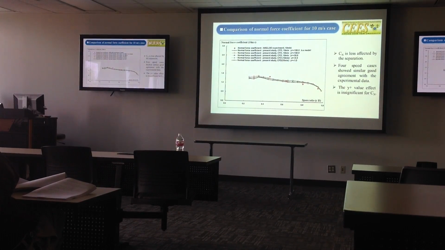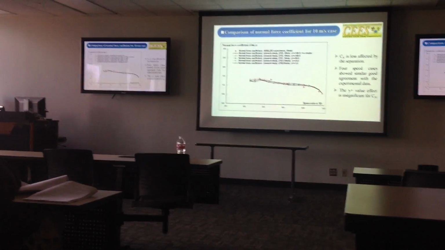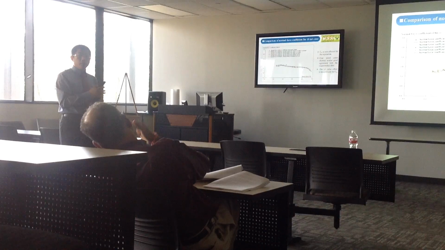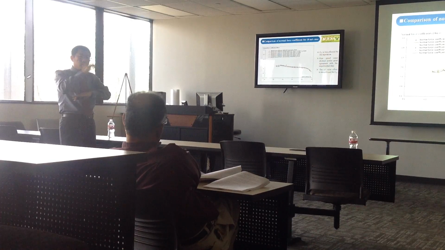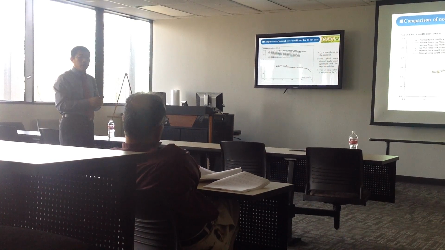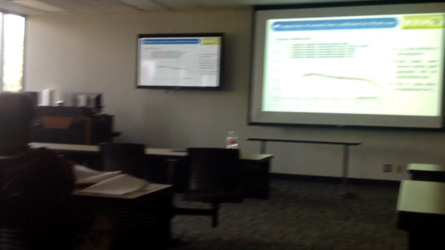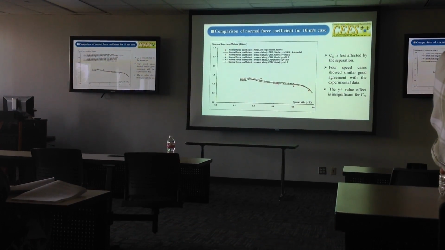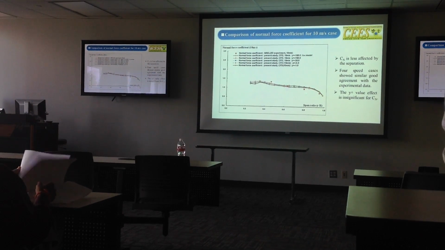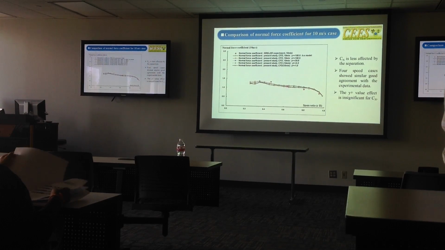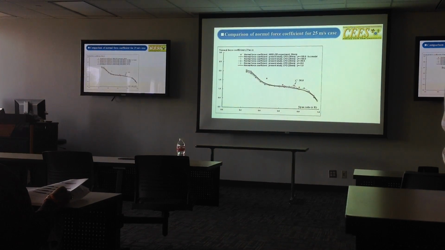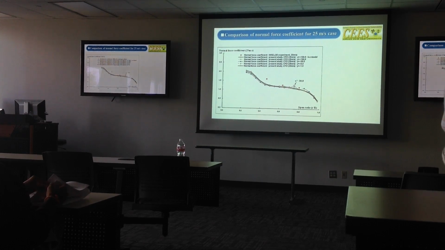Now we come to the normal force. The tangent force coefficient, CT, is highly affected by the separation, but the normal force, since its direction is perpendicular to the flow, is less affected by the separation. So in all the cases, you can see results similar to the experimental data, the red points. This is the 10 meter per second case, 13, 15, and 25. All the results showed good agreement.